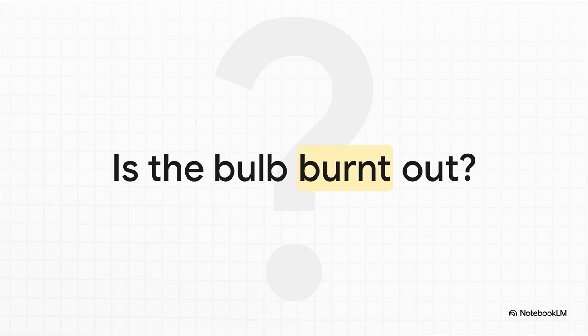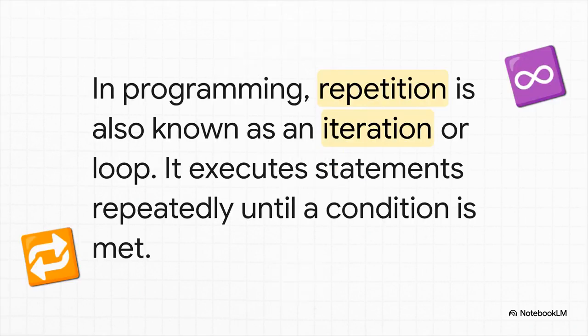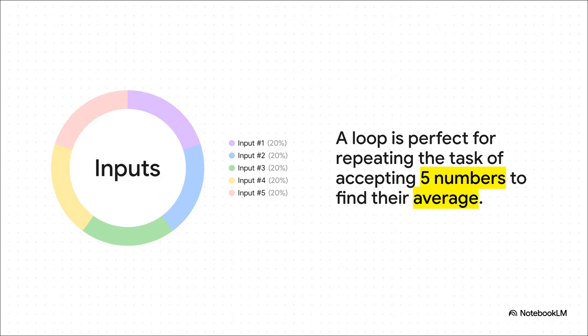You can see how a series of these simple, binary choices guide you through the problem until you finally land on the solution. But what about all those repetitive tasks? Like, say, adding up 5 different numbers. I mean, writing out the same instruction 5 times would be super inefficient and clumsy. This is exactly where repetition becomes a total game changer.